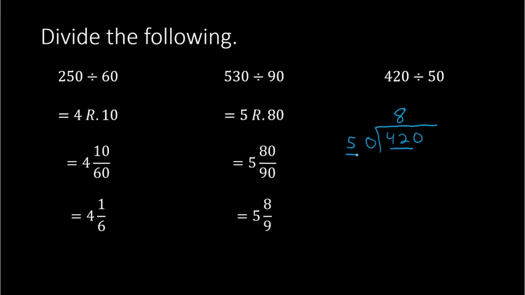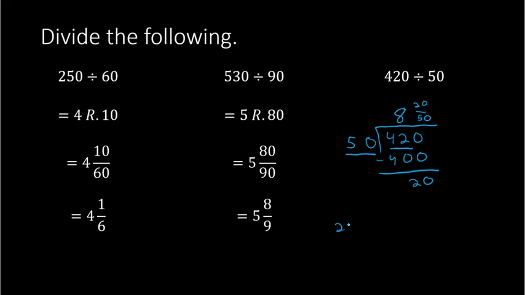And then step 2, when you multiply, you can now look at the entire number, 8 times 50. And 8 times 5 is 40. And then put a 0 at the end. That gives you 400. And then step 3 is subtract. 420 minus 400 would give you 20. So 20 is the remainder. You can write it as a fraction. So we have 20 over 50.